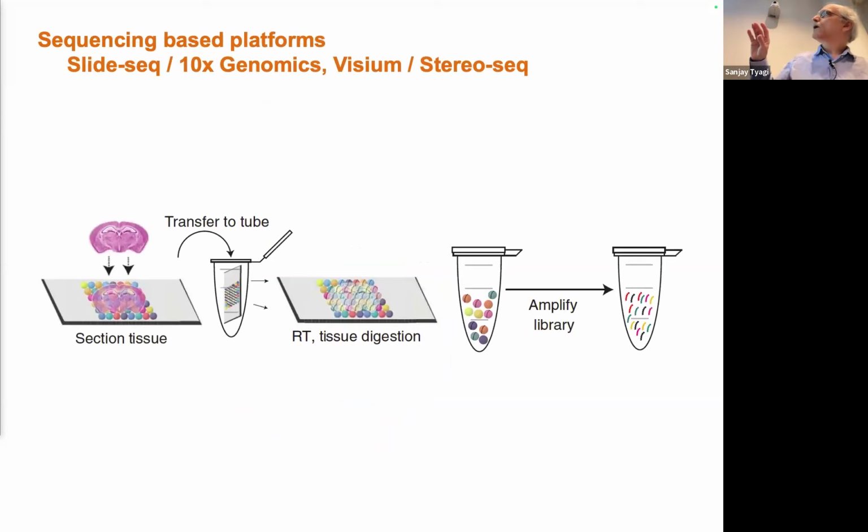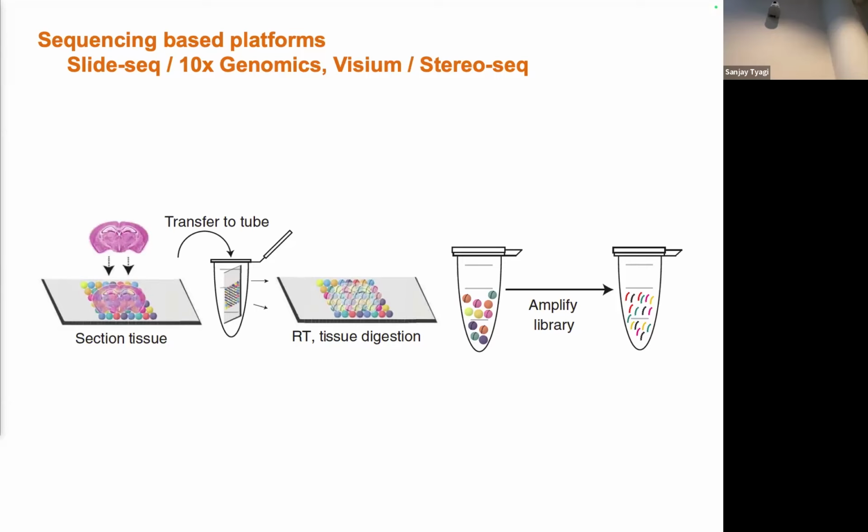Just a little bit about technologies that are based on sequencing. So this figure is for Slide-seq2. Basically what you do is you have these beads, microbeads, and the size of the bead matters. The bigger it is, the less resolution it will provide. The smaller it is, the higher resolution it will provide.